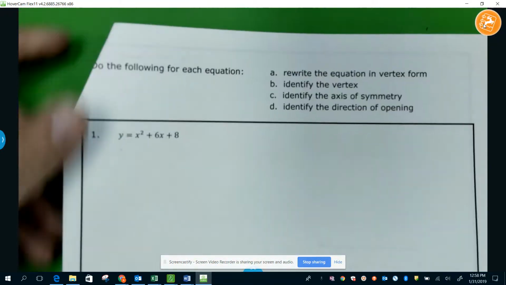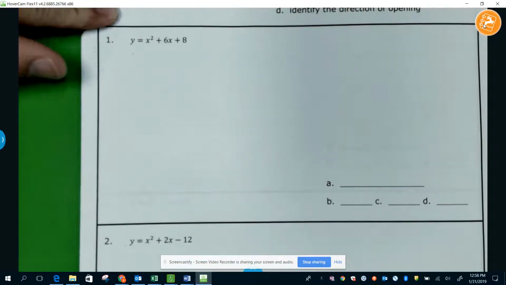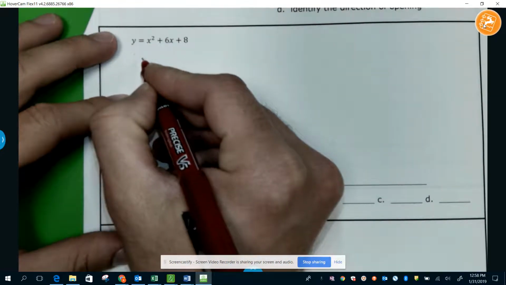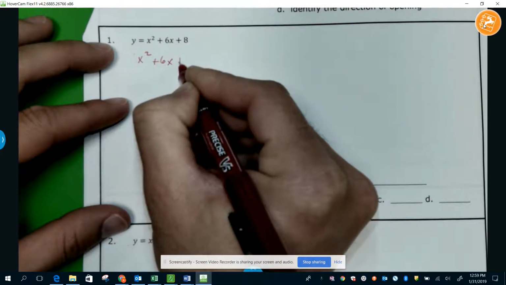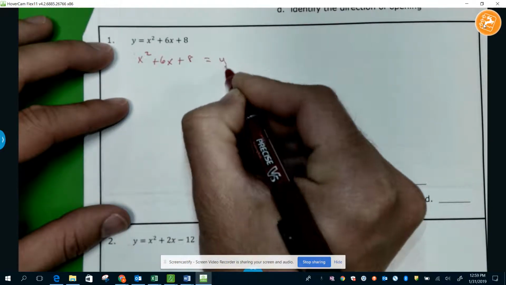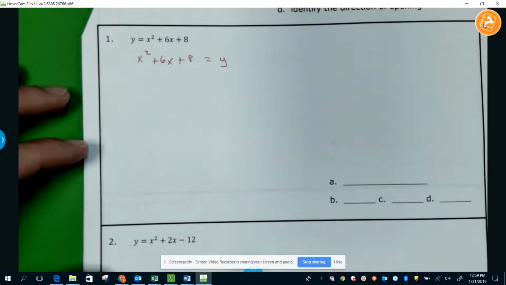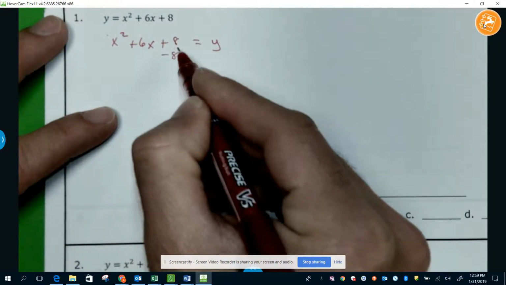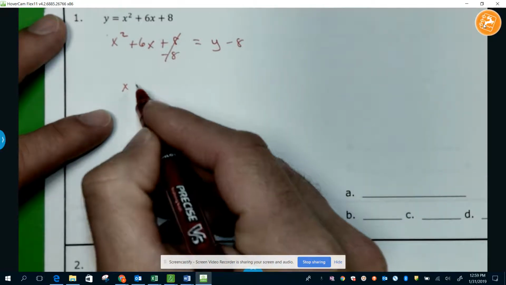So let's look at how we're going to transform these equations from standard form to vertex form. This is going to be very similar to our completing the square that we've been doing for the last few days. Now I want to rewrite this equation. I want to move my y to the other side, like if it were completing the square. Then our rules for completing the square say we need to move our constant to the right. So my plus 8, I want to get rid of it and move it to the right. So I'm going to subtract 8 on both sides.